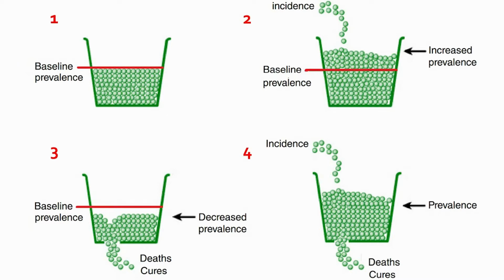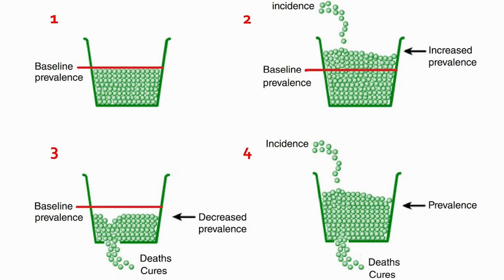And if we follow through, let's say that the death or recovery rates are happening fast enough, it means that the prevalence would decrease from the baseline, because there are more cases going out, either dying or recovering, and therefore the prevalence would drop down.